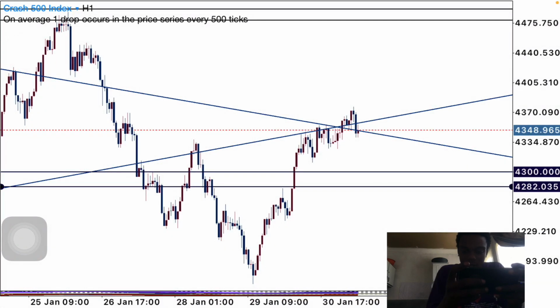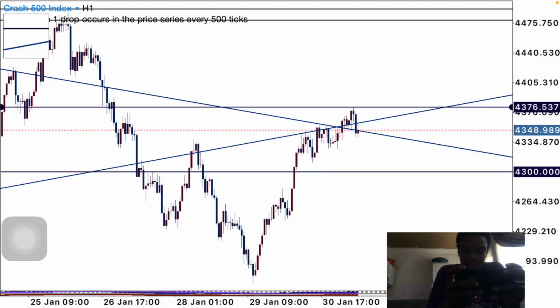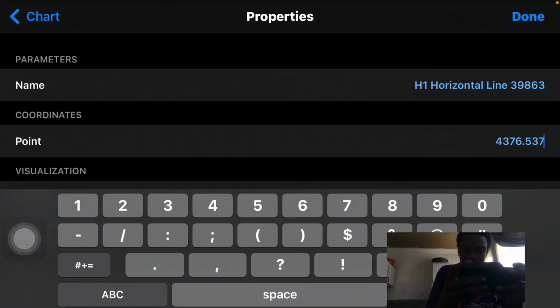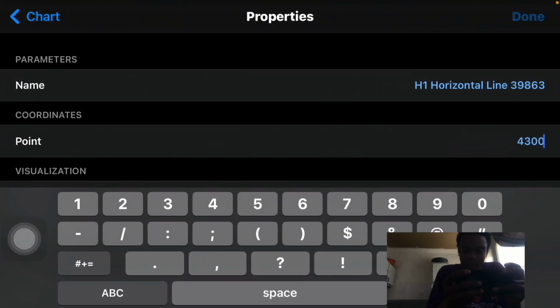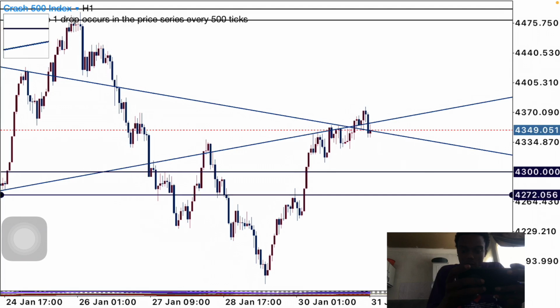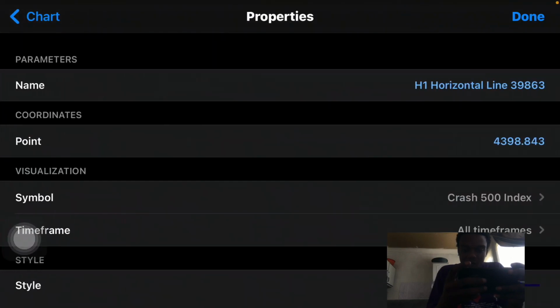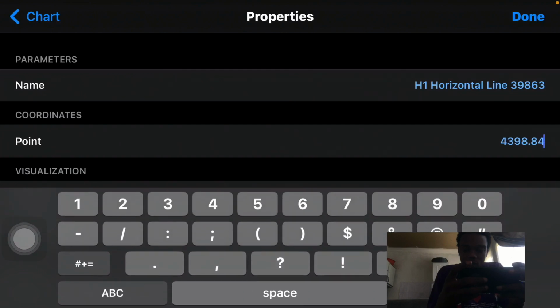This is how I trade. I don't think I can trade Boom and Crash without these lines. I cannot trade Boom and Crash without these lines. Oh, what happened? I cannot trade Boom and Crash without these lines, bro. These are my guidance, especially when it comes to entries.